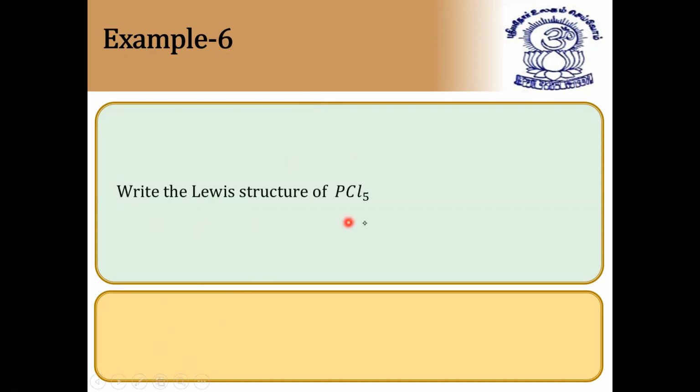Now the Lewis structure of PCl5. Phosphorus has 5 valence electrons in the valence shell, and it contributes all 5 valence electrons to 5 chlorines, so that chlorine also gets 8 electrons in the valence shell, and phosphorus also gets 8 electrons in the valence shell.